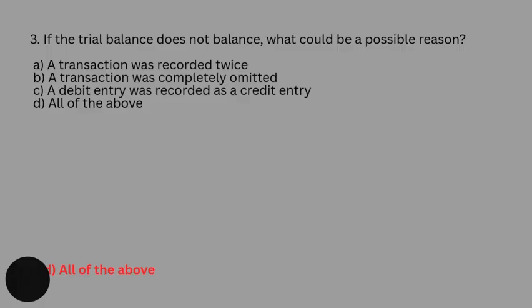Secondly, it's also possible that a transaction was completely omitted. Imagine missing a key entry, that can create significant discrepancies. Lastly, we might find that a debit entry was mistakenly recorded as a credit entry. This error can lead to confusion and misinterpretation of our financial standing.